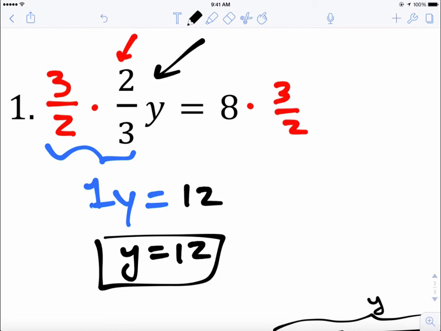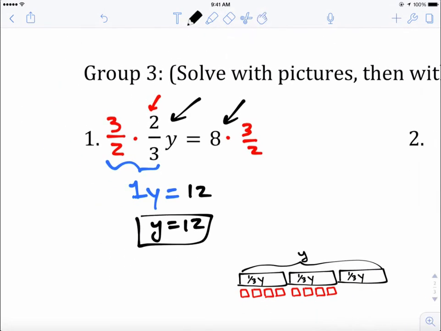And indeed, 2/3 of 12 is equal to 8. And in general, whatever our coefficient is on our unknown variable, we can multiply by the multiplicative reciprocal in order to isolate that variable and solve the equation.